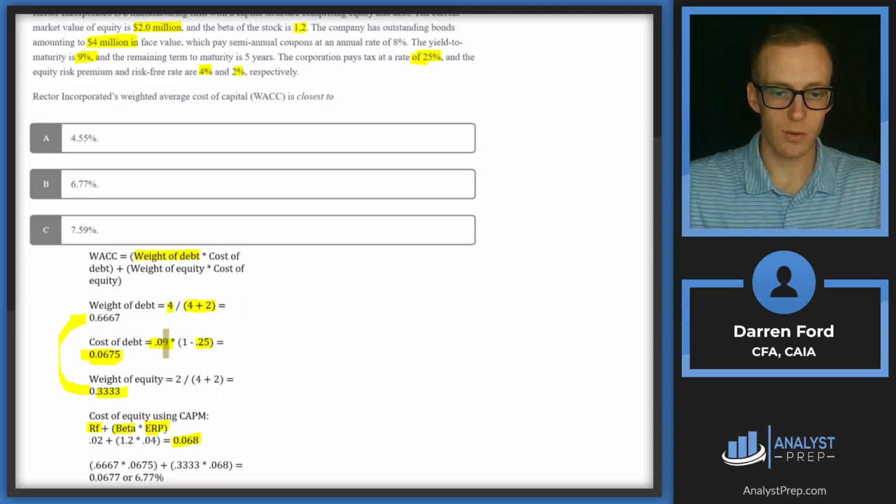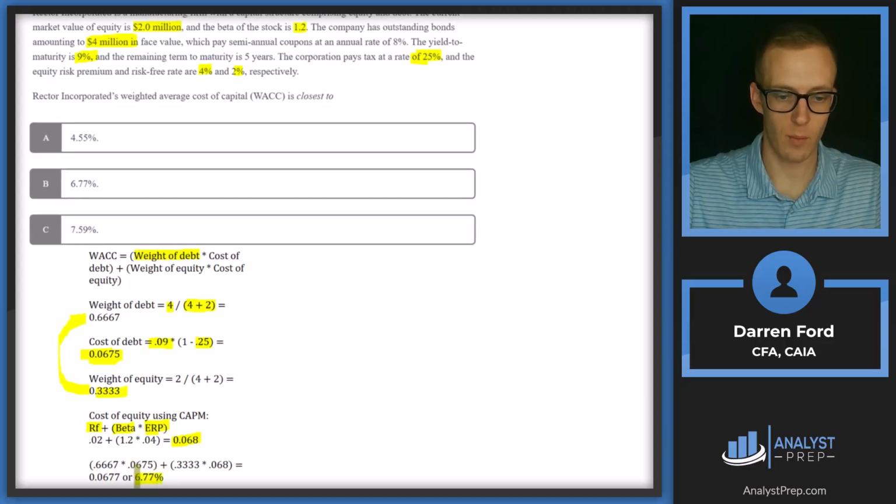So a lot to do there in calculating all these different numbers, but then at the end we're just going to plug those in, and when we get that back, we get that weighted average cost of capital of 6.77%, or answer B. Question 10.